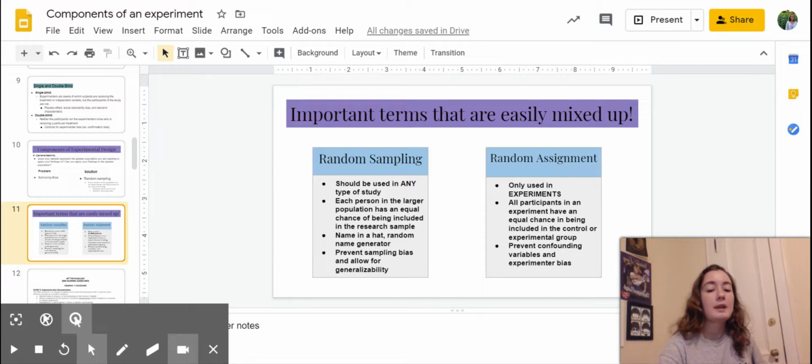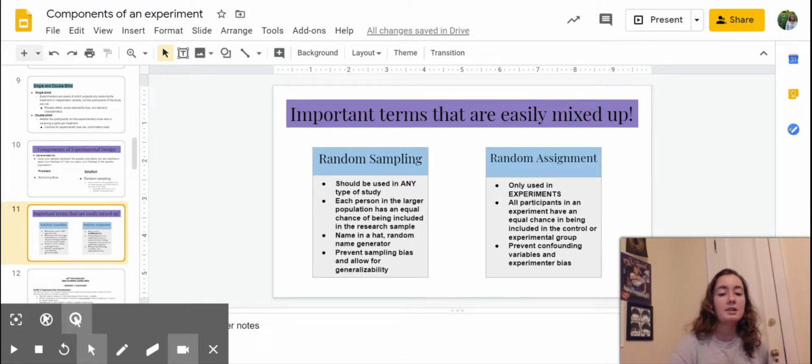Random sampling is the big thing you can use in any type of study. This could be used in a survey, in correlational research, or in an experiment. So any kind of research method can use random sampling to choose who's going to be in their study. Random assignment is a unique characteristic of an experiment only. So that's important to know. And random assignment is just giving all participants a chance to be included in the control or experimental group.